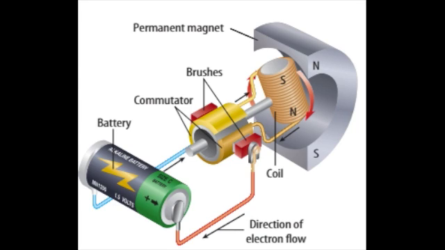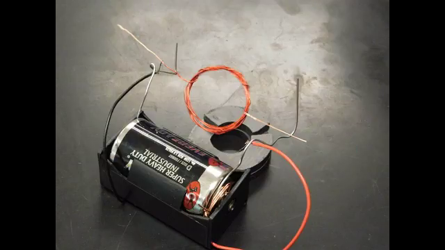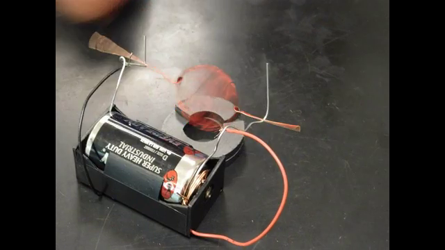The brushes and the commutator form a closed circuit between the battery and the coil. Wires connect to the battery and to the coil of wire. The permanent magnets are under the coil or around the coil. The job of the magnets is to spin the coil.